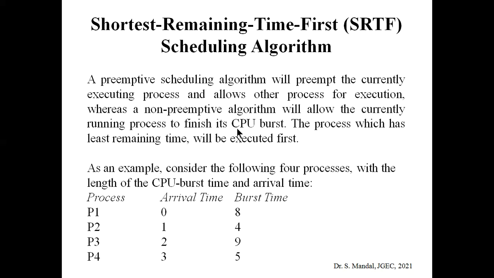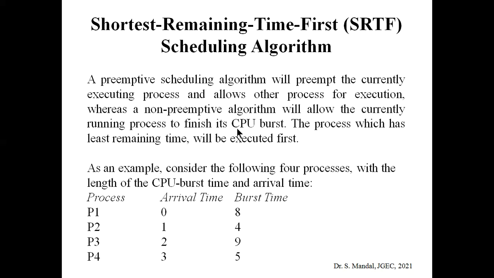Suppose a current process P1 has been executing. For a preemptive scheduling algorithm, it is quite possible that the P1 process will be paused and moved to the ready queue again, and some other process will be executed first, and after that P1 will resume. If that scenario can happen, that type of algorithm is called a preemptive scheduling algorithm, and SRTF is such an algorithm. Why we call it preemptive will be discussed in the upcoming slide.